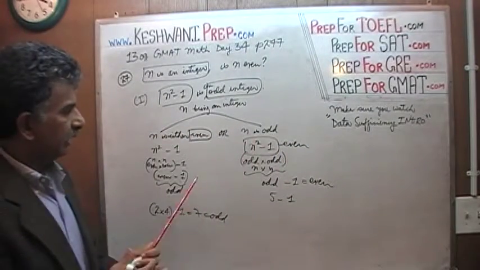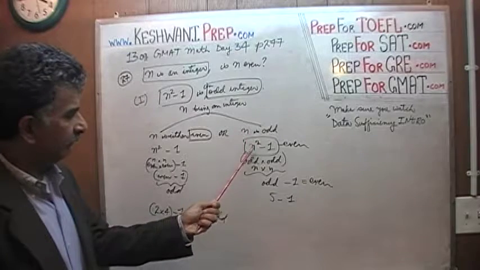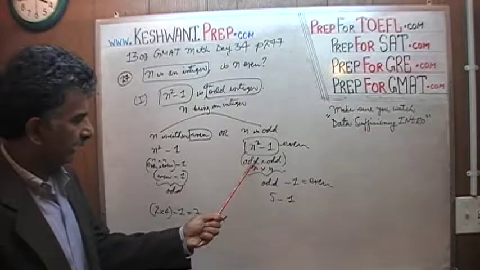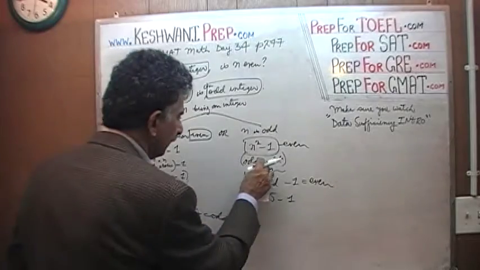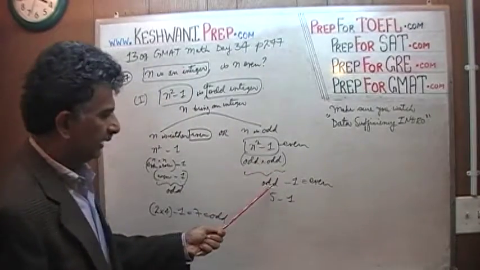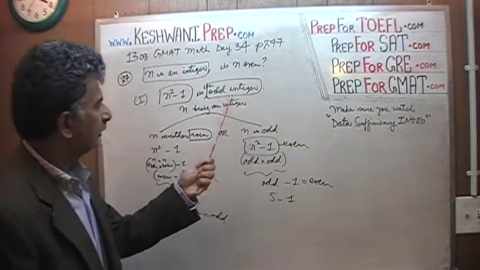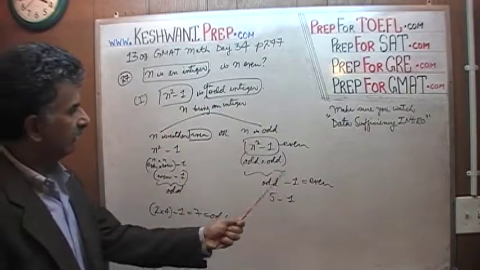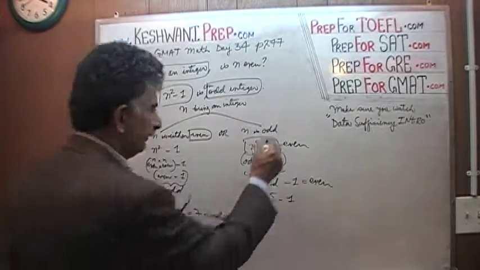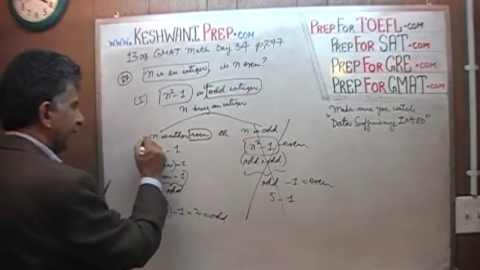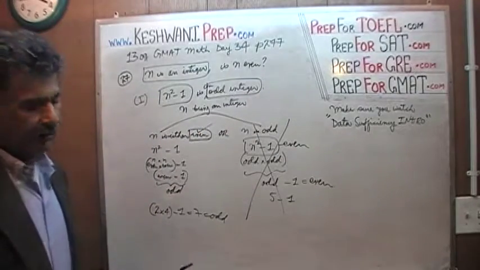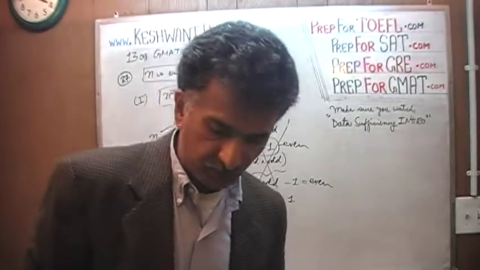If n happens to be odd, then n squared would represent odd times odd. Odd times odd is odd. Minus 1 will become even. But we are told that this quantity, n squared minus 1, is odd, not even. So this is not the case. N is in fact even. Again, one more time, the point was not that it actually turned out to be even.